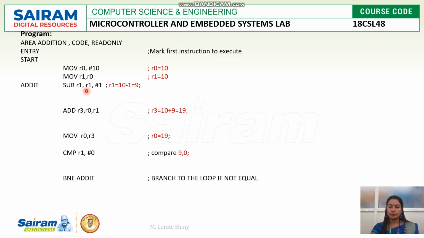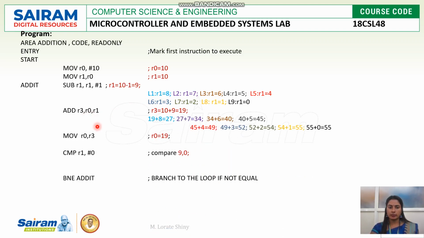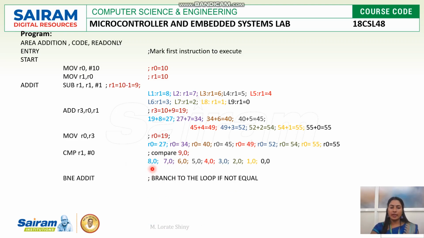So again I'll subtract. This time R1 is equal to 8. So now I will add 19 and 8. My result is 27. That will be available in the R3 register, which I will move to the R0 register in the next instruction. So now 27 is available in the R0 register. Now I will compare 8 and 0. Here we compared 8 and 0, both are not equal.